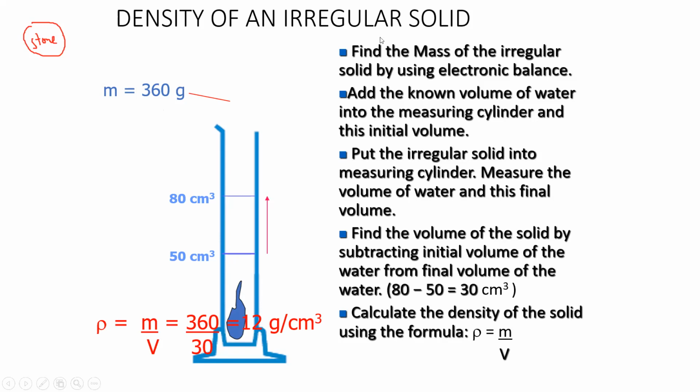Is it clear how we work out the density of an irregular solid? We first measure the mass. These numbers are just examples to clear the idea. In exam, you don't have to write these numbers. In exam, if they say plan an experiment to find the density of an irregular solid, these are the steps which you should mention. You don't have to mention the numbers in exam, but I use the numbers to explain the idea. Is it clear?